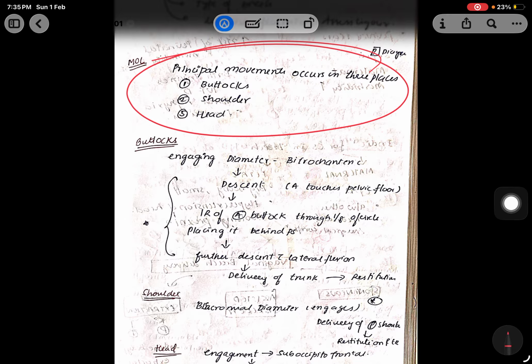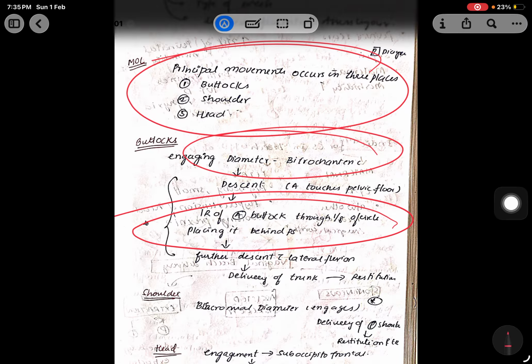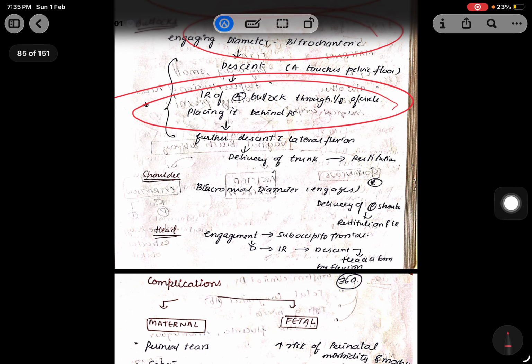So if it's a buttock, you need to know what the engaging diameter is. Then you also need to know, during internal rotation, how much of the circle it rotates. And regarding the shoulder, you have to discuss what the maneuvers are. Again, you have many maneuvers here. What are the maneuvers we do, and how do we deliver it? Basically, at the end, how do you deliver the head?